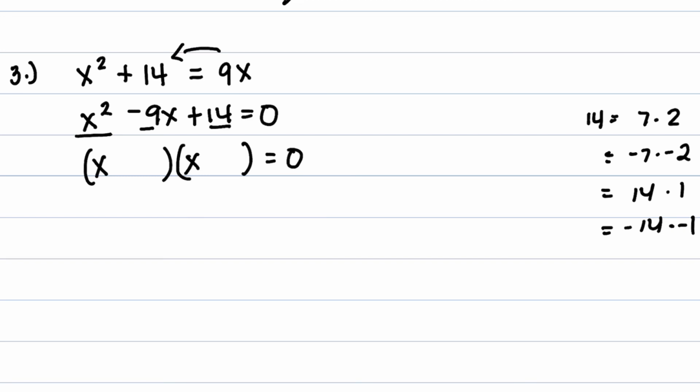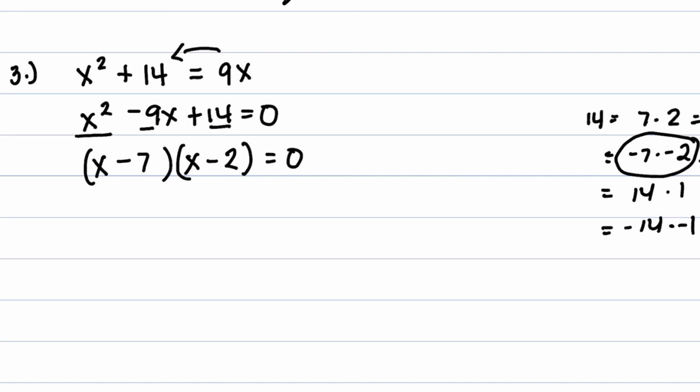So, alin sa mga possible factors natin na pag inadd natin ay makukuha natin negative 9. So, yung una, 7 plus 2, that is positive 9. So, hindi. Kasi negative yung coefficient b natin. Yung next factors, negative 7 plus negative 2, that is negative 9. So, meaning, ito yung gagamitin nating factors. So, that is minus 7 and minus 2.